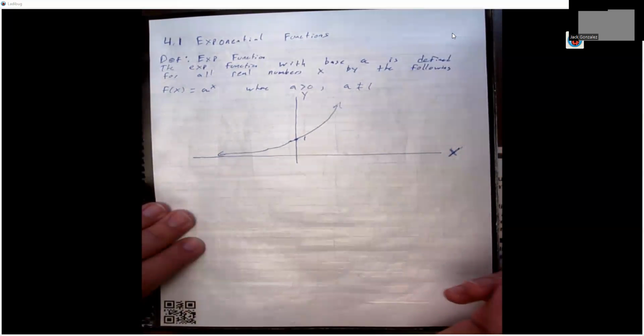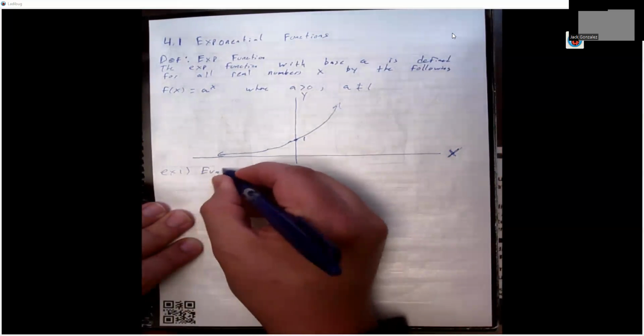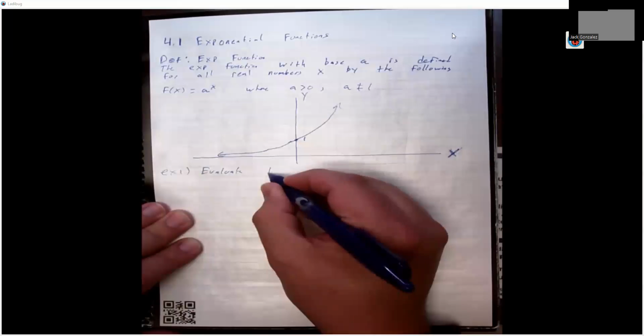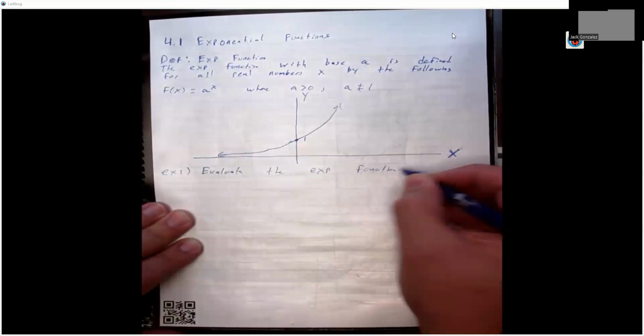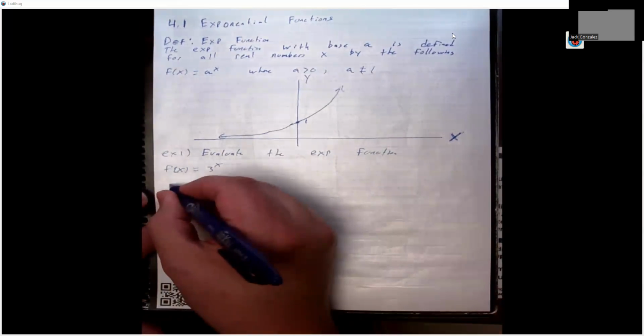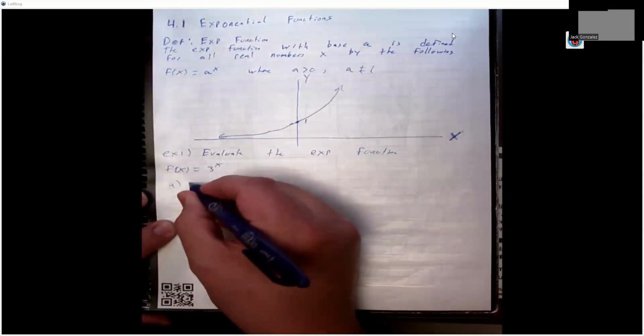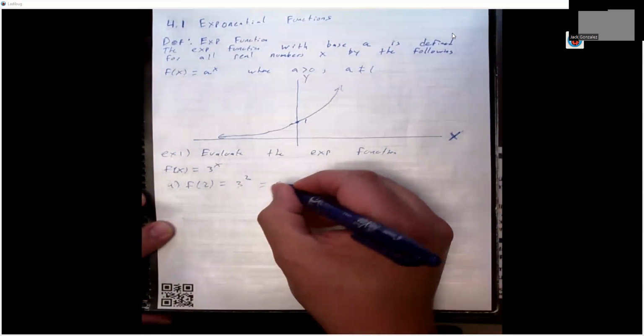Now, the homework is basically going to be something like this. Evaluate the exponential function. All you've got to do is be comfortable plugging numbers into something like this. Nothing insane. So f of, let's say, 2 would mean you'd have 3 to the 2, right? 3 squared should be clear.